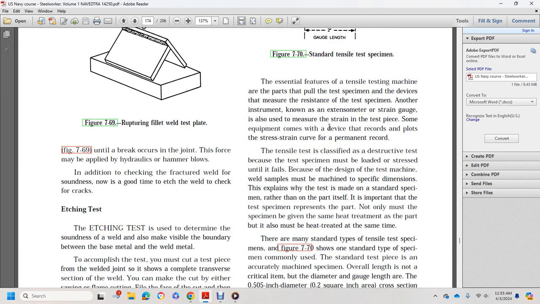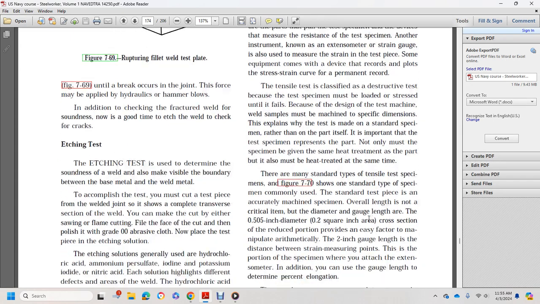Tensile tests are classified as destructive tests because the test specimen must be loaded and stressed until it fails. Because of the design of the test machine, weld samples must be machined to specific dimensions. This explains why the test is made on a standard specimen rather than on the part itself. It's important that the test specimen represent the part. Not only must the specimens be given the same heat treatment as the part, but they must also be heat treated at the same time.